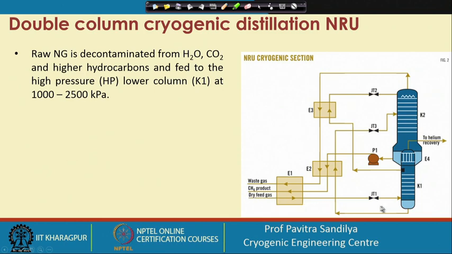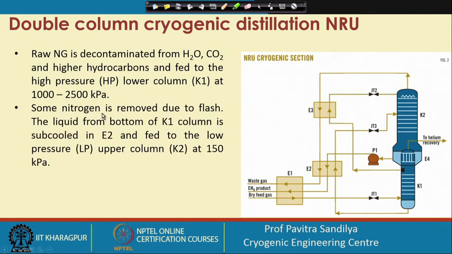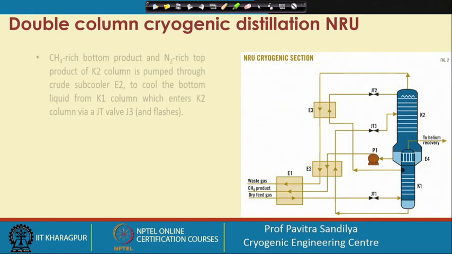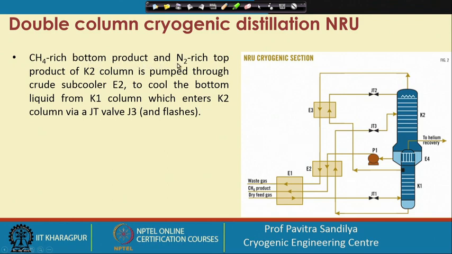So this raw feed is taken to the lower column, the high pressure column, at about 1000 to 2500 kilopascal, and some nitrogen is removed due to flash, and the liquid from the bottom of this column is taken as the feed. After throttling, it is the feed for the upper column, which operates at about 150 kilopascal. And then this is the methane rich bottom product and this is the nitrogen rich stream, and these two streams are taken out.